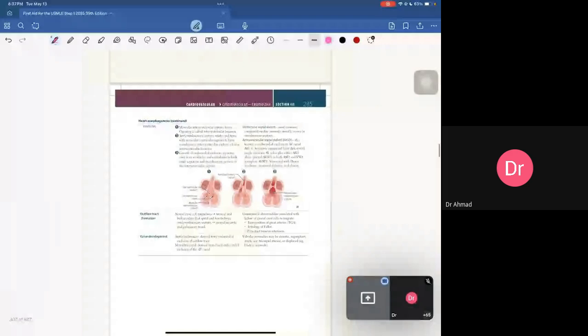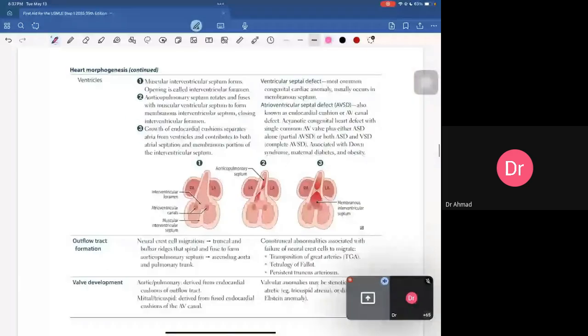Right. Now we'll move on to the ventricles, right? So now what will happen in the ventricles? Again, let's look at the ventricles. So if this is the ventricle, this is the RV and this is the LV. Now in the ventricles there would be a muscular septum that will form, right?